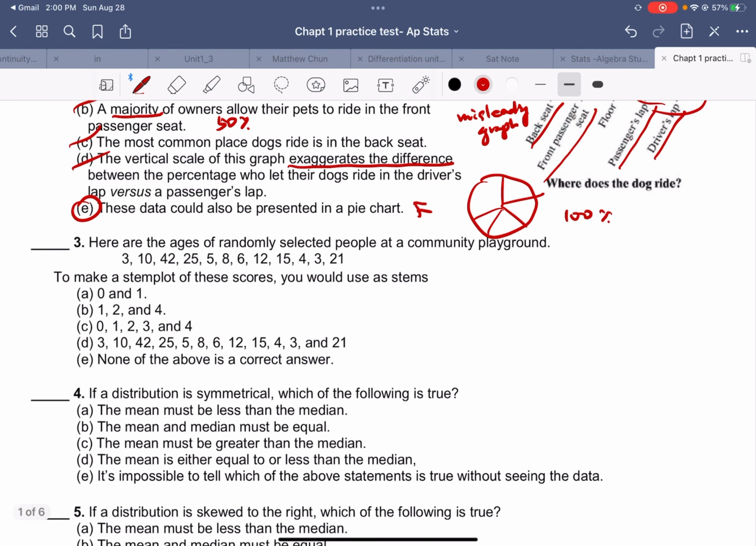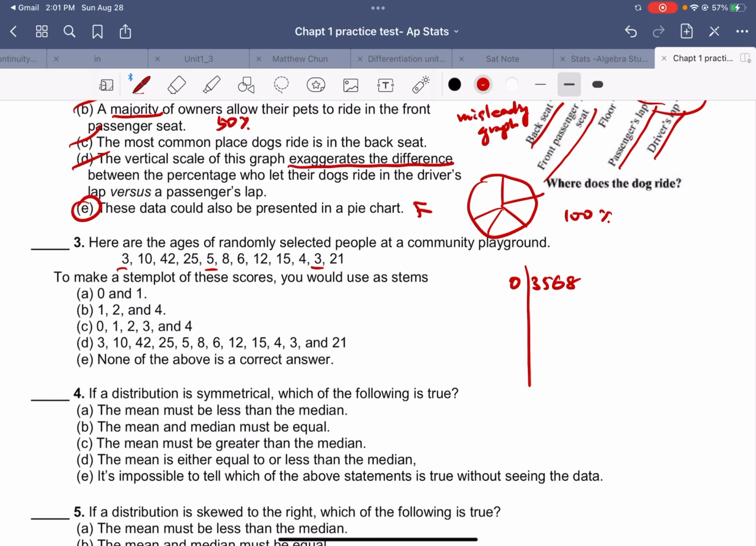Now let's move on, number 3. Here are the ages of randomly selected people at a community playground. So you have those numbers there. To make a stem plot of these scores, you would use what as the stems? So this is a stem and leaf plot. The question is which one is the stem? So like 3 is basically 0, 3. And the next one is a 5, so 0, 5. You don't put any comma or anything, you just write right next to it, like 8 like that.